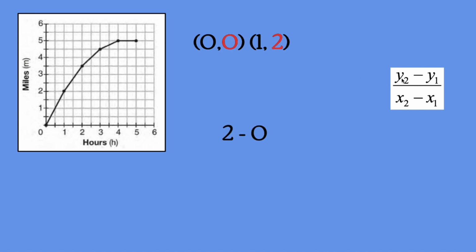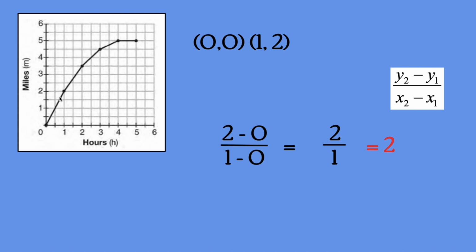2 is y2 minus 0 is y1. So y2 minus y1. And then we're going to correspond with x's. x2 is 1 minus x1 is 0. So our formula is 2 minus 0 over 1 minus 0. When we solve for that, we get 2. 2 minus 0 is 2. 1 minus 0 is 1. And this is equal to 2. So now we know that this interval is equal to 2.